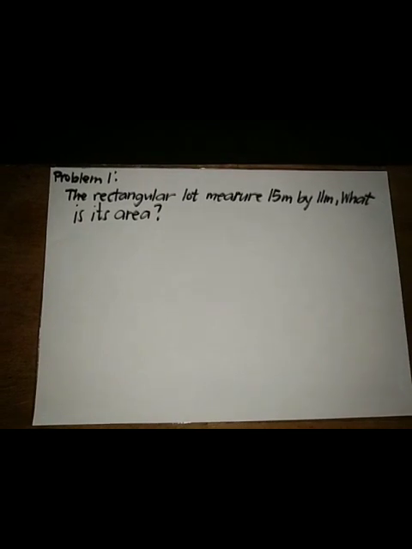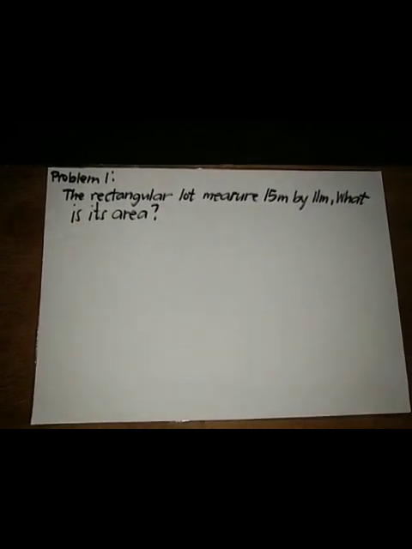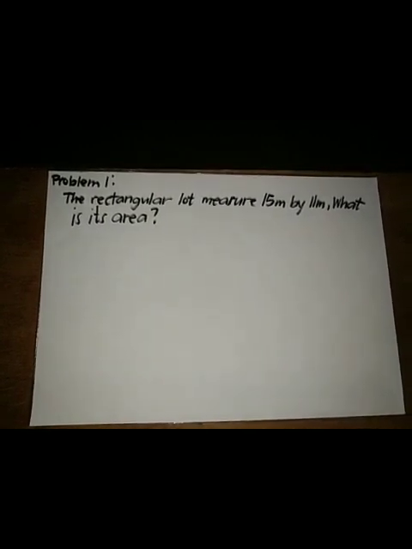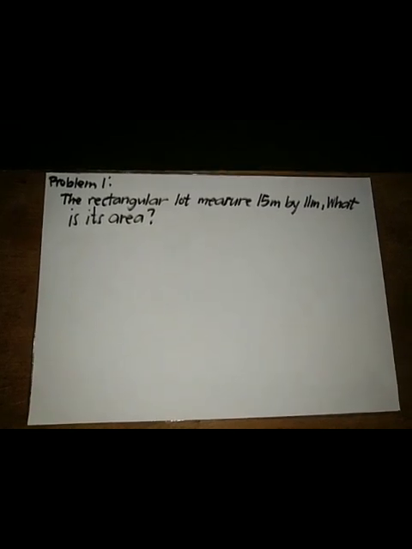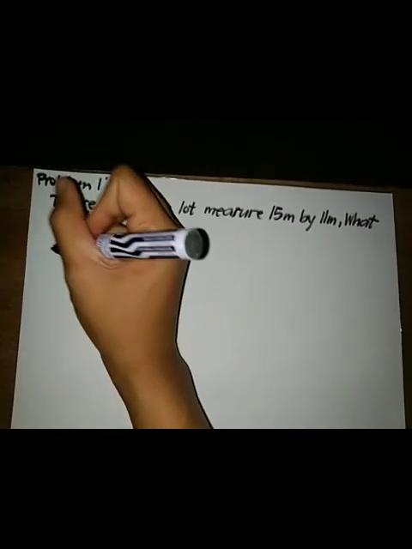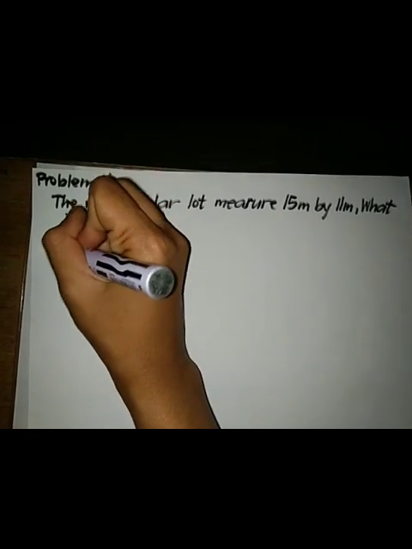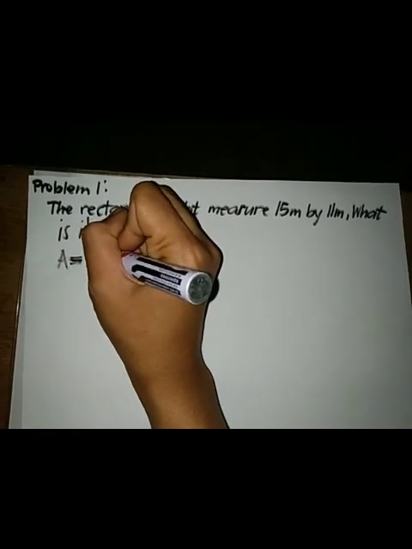Step 2 is devise a plan. To solve this problem, we should keep in mind that the area of a rectangle is the product of its length and width. In symbols, we can denote it as area equals length times width.